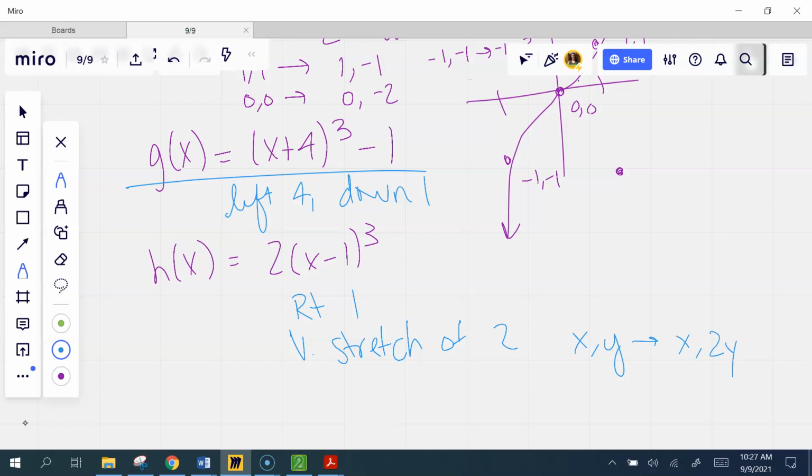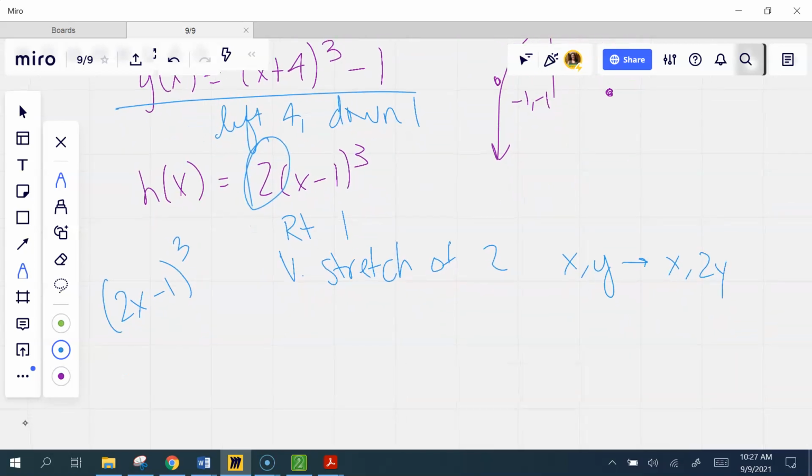Only the y's. All right, if it's in front like that, it's vertical, and it's just done to y's. If it had looked like this, that would be horizontal. So it's done to x, but remember, everything x is opposite, right? So instead of multiplying by 2, I would divide by 2. The y's. Right.